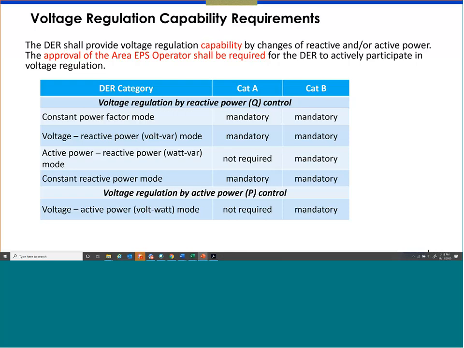And if you see the difference between category A and category B, clearly you notice category B has all the functions required. On the other hand, category A has two of them not required, or not mandatory. One of them is watt-var, we'll discuss that in a couple of slides. And also the volt-watt is not required for category A. So that's how the categories are differentiated. A little bit less reactive power requirement, and two of the control functions are not required. So that's the difference between category A and category B.